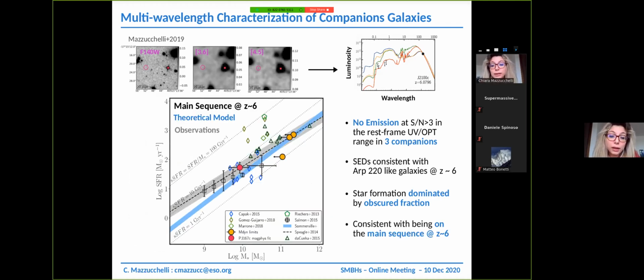Finally, we can also place them in the context of the star formation rate versus stellar mass plot. So the main sequence of star-forming galaxies at redshift 6, if you believe this thing exists at redshift 6. We can compare this with observations and with models and see that at least with the limits that we have so far, all of these companions are actually falling within the main sequence at the redshift. We hope that with future facilities such as JWST, we will be able to actually see the stellar component from these very obscured companion galaxies. That would indeed be extremely interesting.